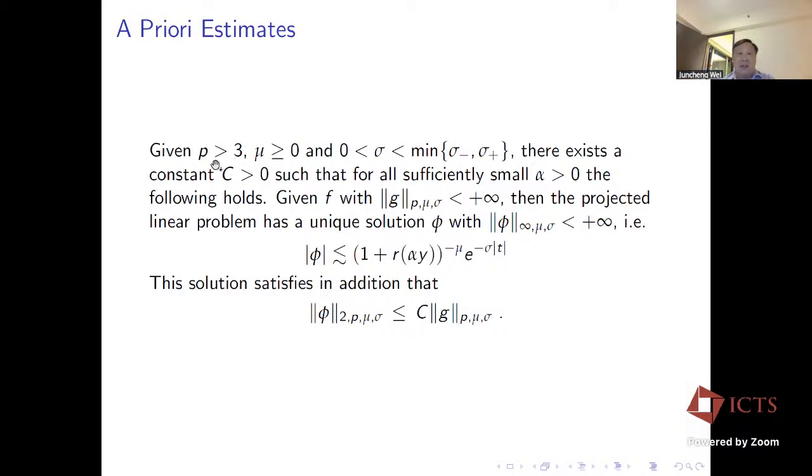So we assume that G has this property. Then we can find a unique solution phi with this decay: exponential decay in the normal direction and algebraic decay in the tangential direction. Okay, and we also have this estimate. This is the upper estimate. Okay, this upper estimate we need to find.